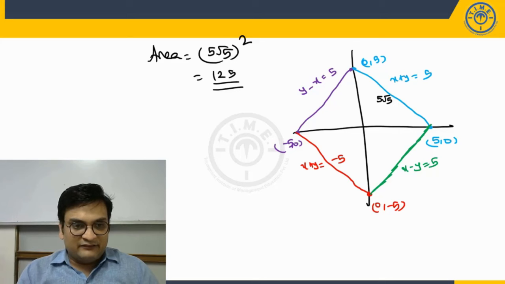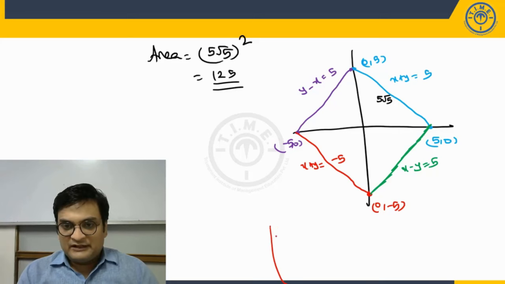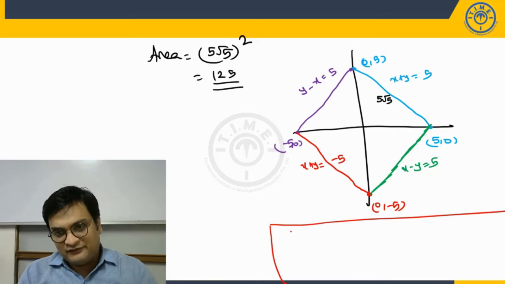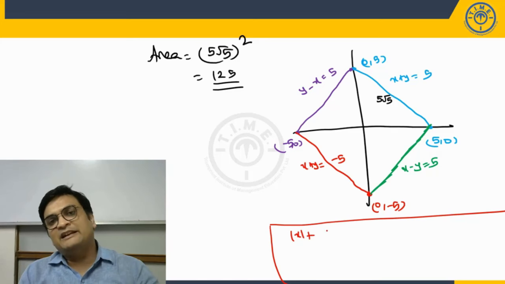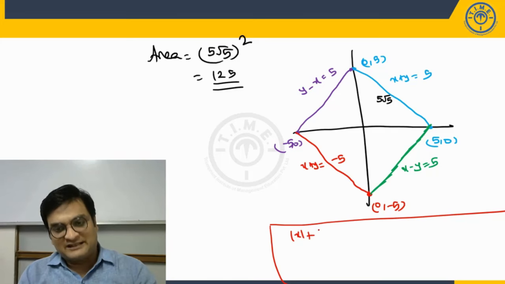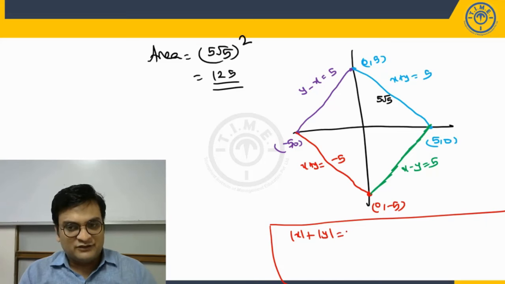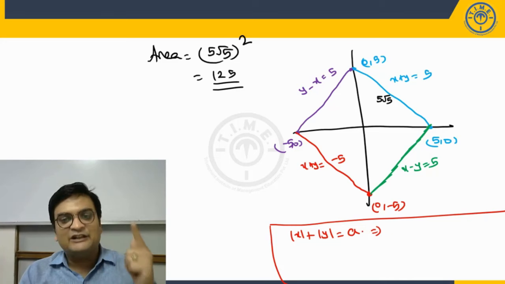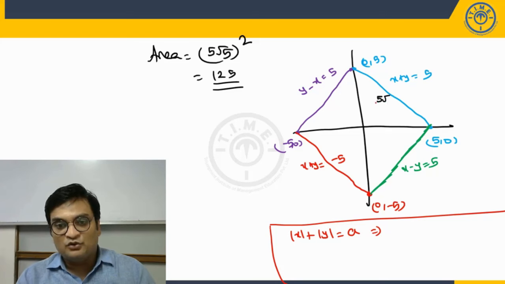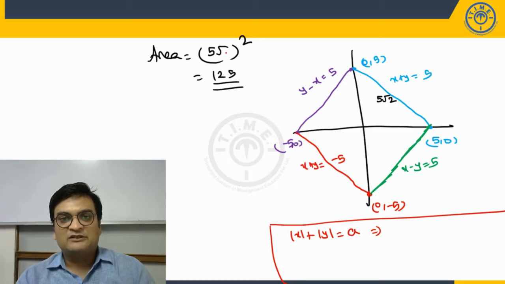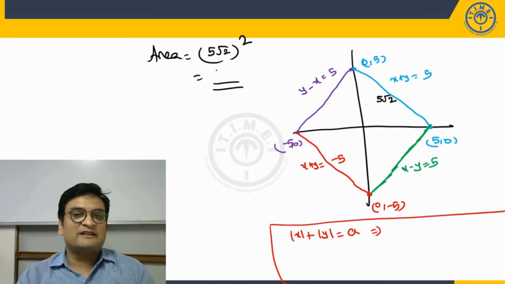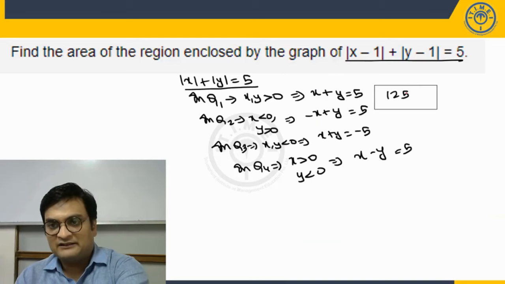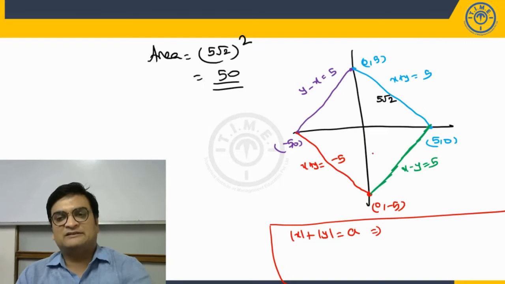Now, a general formula, if you ever come across in the exams, find the area of the region bound by the curve mod x plus mod y equal to some a, for example. So one thing that we can immediately recall is, so sorry, this is 5 root 2, just 1 second. It's 5 root 2 by Pythagoras theorem. It's going to be 5 root 2 whole square. It's 5 square into 2, which is 50, not 125. It's going to be 50.